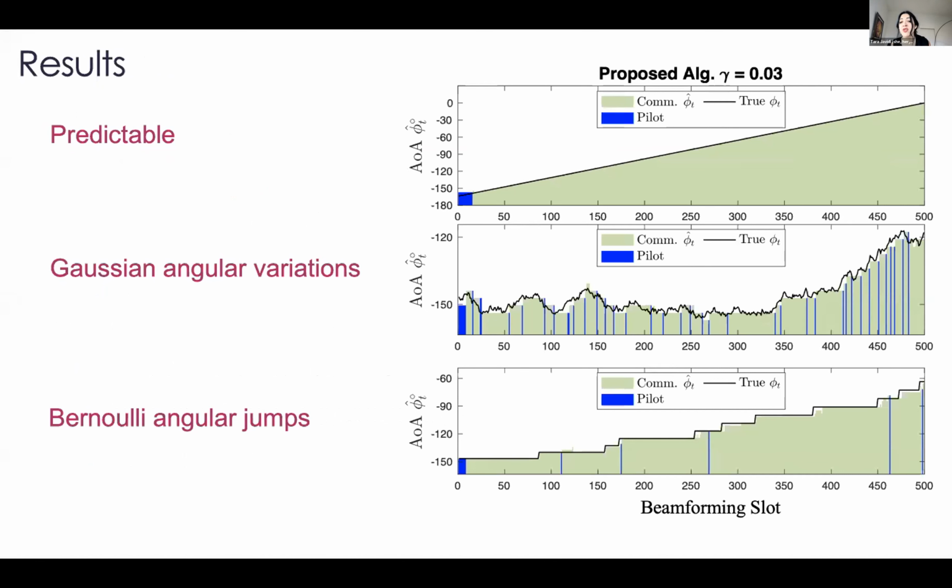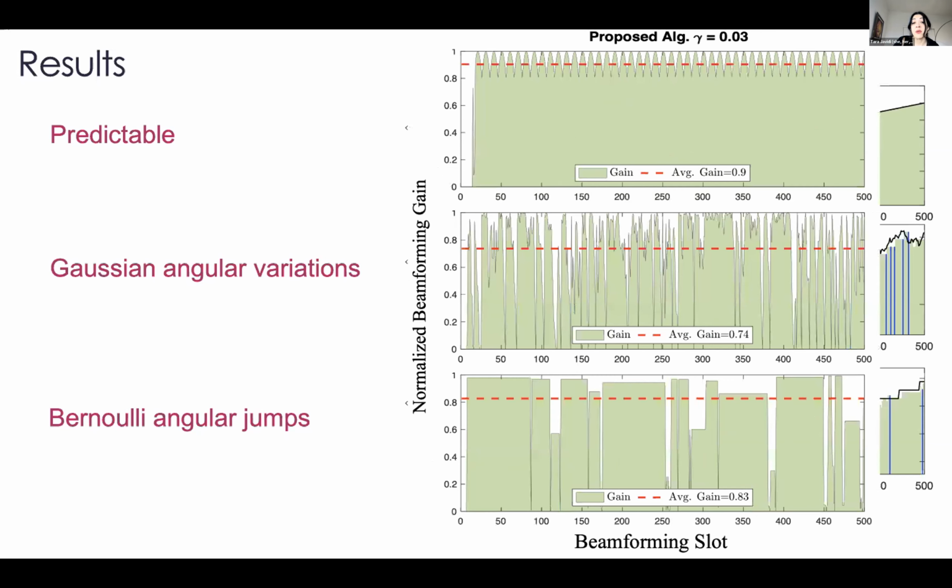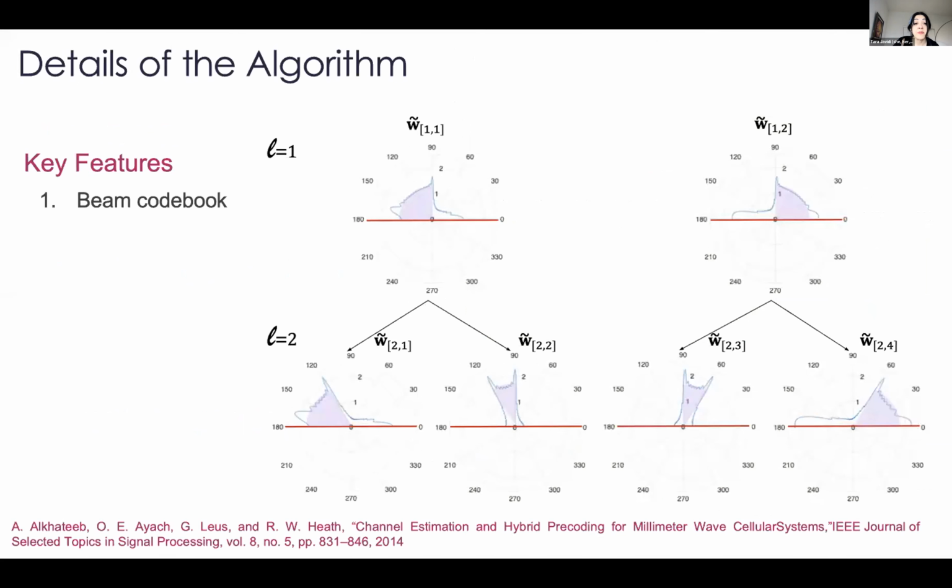So just to show you the result, when you do this sort of posterior evolution and dynamic variations of your beam as you go, you can revert to pilot signal very rarely. And you can take advantage of the stochastic model that you have for your mobility and try to track the angle of arrival much better. And more importantly, again, the normalized beamforming gain that you get on average is much higher.